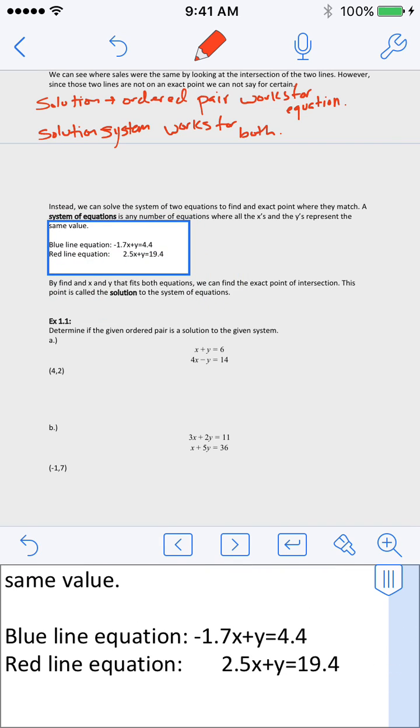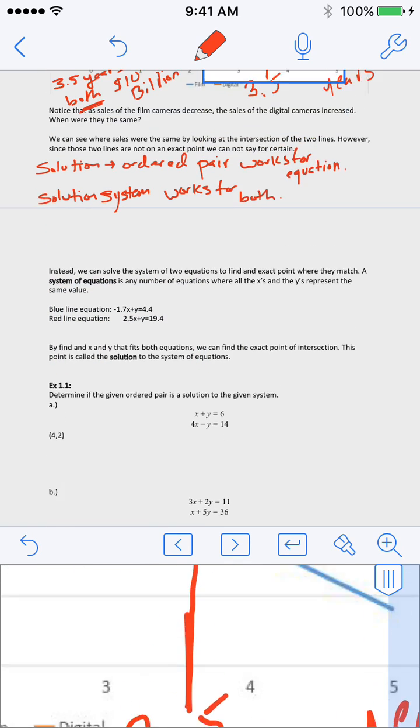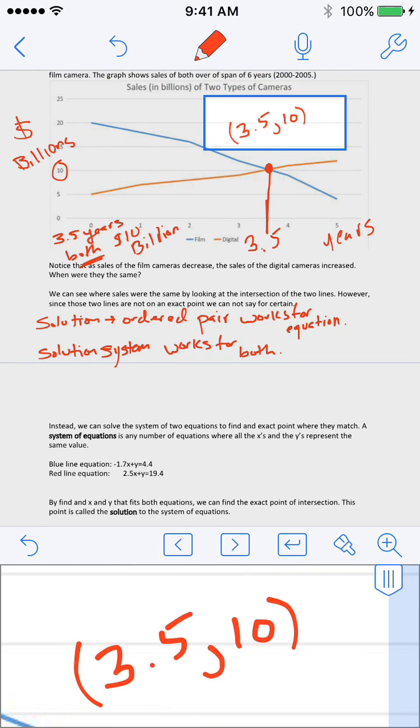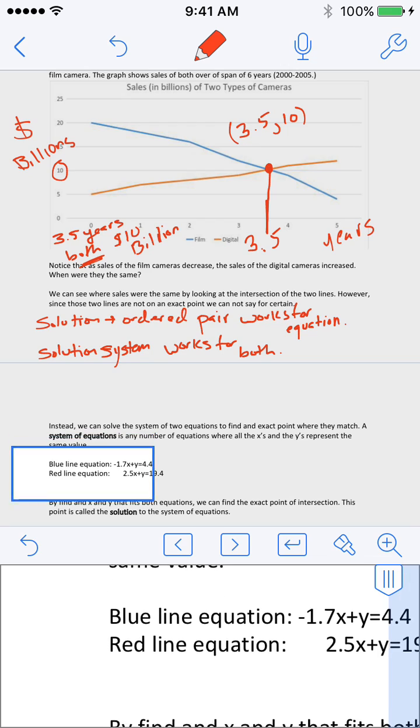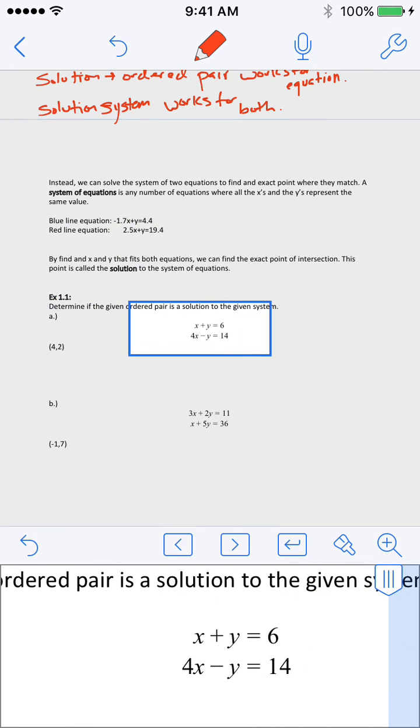Or we could solve this a whole bunch of other ways. But basically what we're looking for is that ordered pair that they share, right? That ordered pair that is in common. That is the solution to this system. Let's check out some other systems.